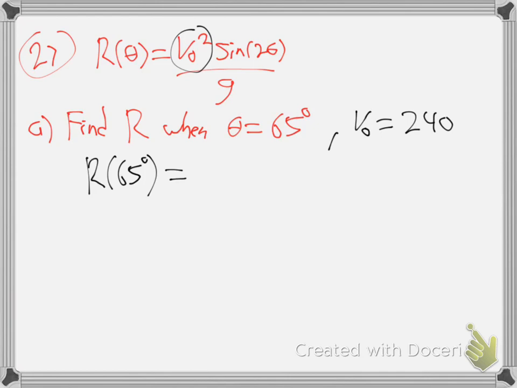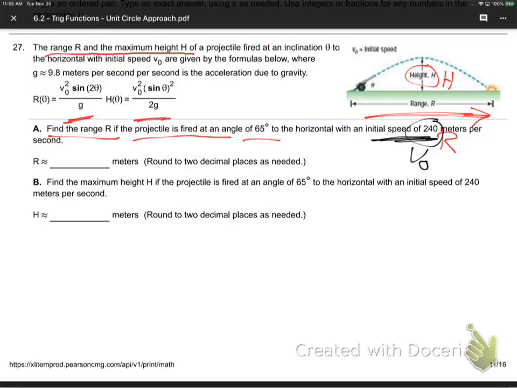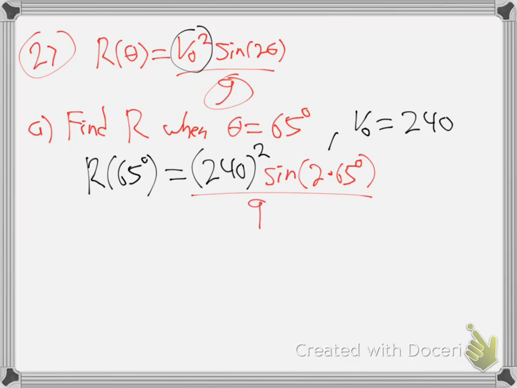So anyway, initial velocity squared, so that'd be 240 squared times the sine of 2 times theta, 2 times 65 degrees, over G. What's G? Gravity. Do you know what gravity is? What's the acceleration due to gravity? Anybody in physics has done it 10 billion times. It's 9.8. Here it is. 9.8 meters per second. 9.8. Hit the buttons on your calculator.